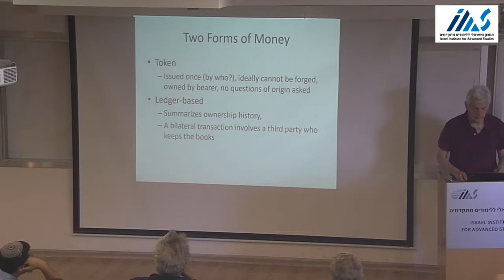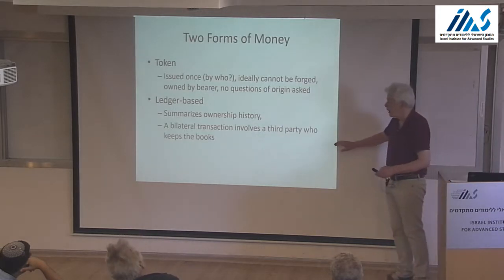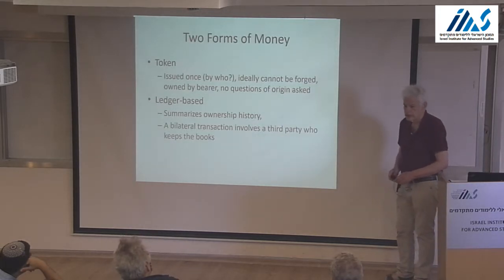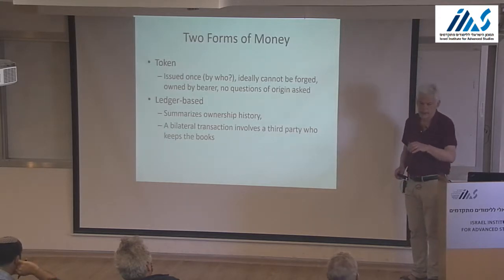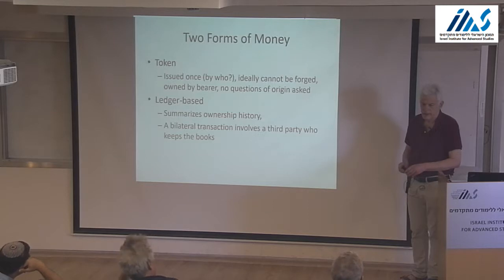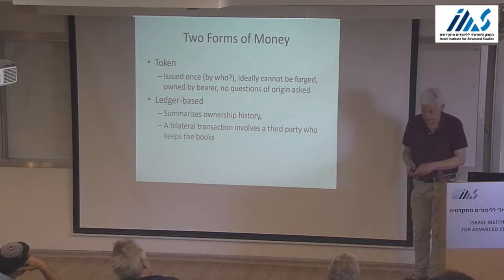So, there are two forms of money. I've said this already. One is issued by somebody. Ideally, it cannot be forged, is owned by the bearer, and no questions of origin are asked. The other is ledger-based; it summarizes ownership history. And a bilateral transaction always involves a third party, the bank that keeps the books. So if I transfer money to Eric, if we are in the same bank, it's that same bank that does it. If we are in different banks, then the banks have to transfer money to each other, and then the central bank or the clearing corporation takes care of that.